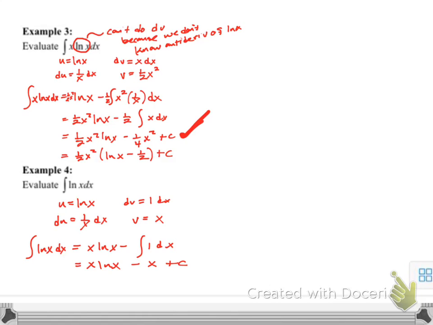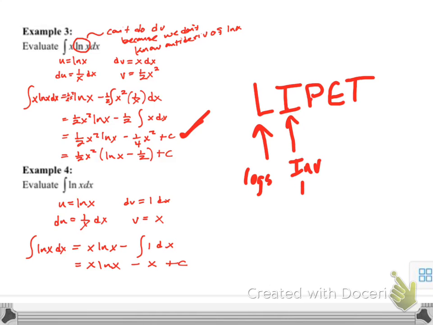You can try and remember, or just know that it's a perfect candidate for integration by parts, because log becomes our u, the dx is our dv. The LIPET thing I'm telling you about is this. Logs are your L, I is inverse trig, P is polynomial, E is exponential, and T is the trig. And that's the hierarchy of what you pick to be u.